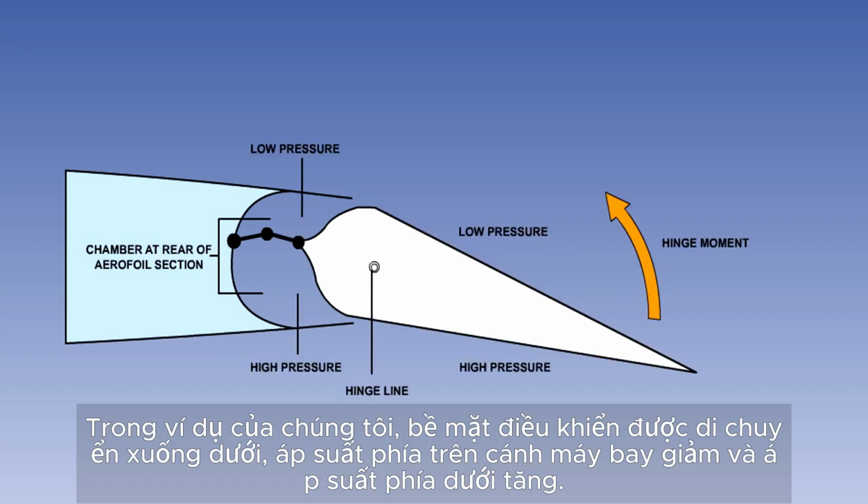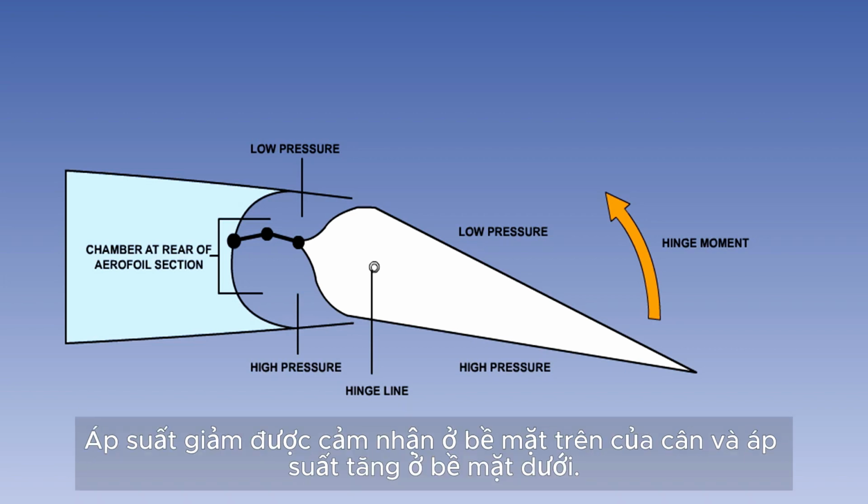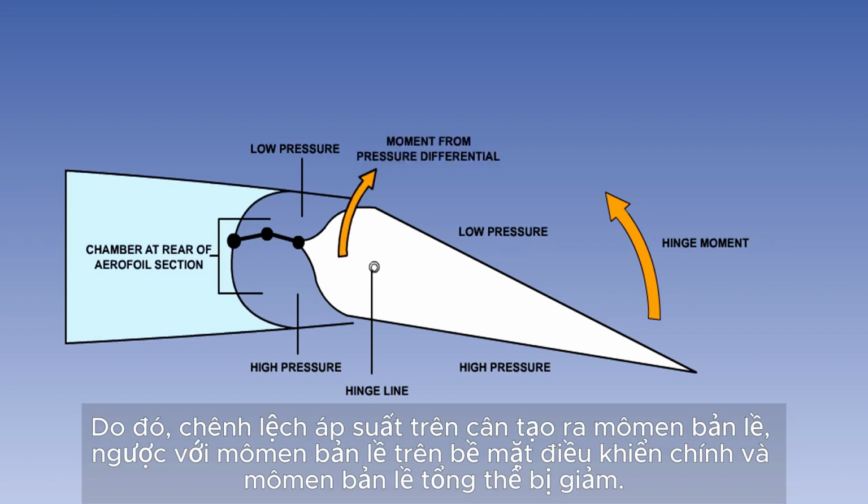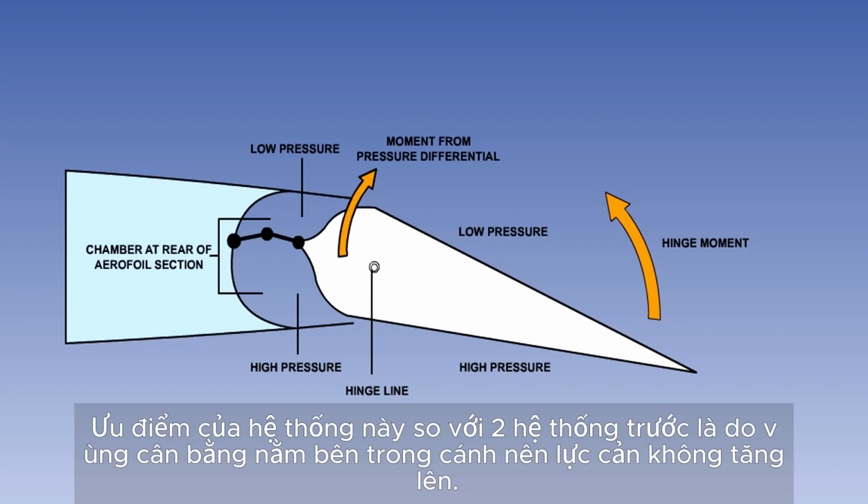In our example, the control surface is moved down. Pressure above the aerofoil is reduced, and pressure below it is increased. The reduced pressure is felt on the upper surface of the balance, and the increased pressure on the lower surface. The pressure difference on the balance therefore gives a hinge moment which is in opposition to the hinge moment on the main control surface, and the overall hinge moment is reduced. The advantage of this system over the previous two is that because the balancing area is inside the wing, there is no increase in drag.